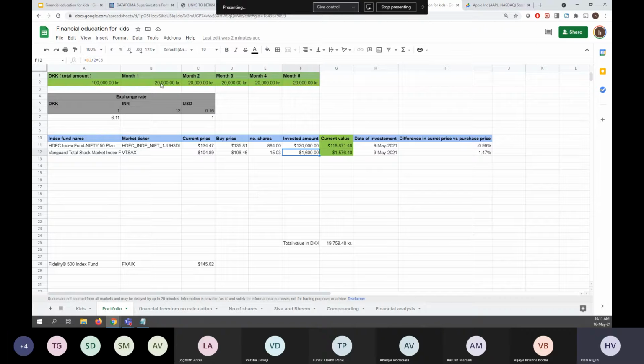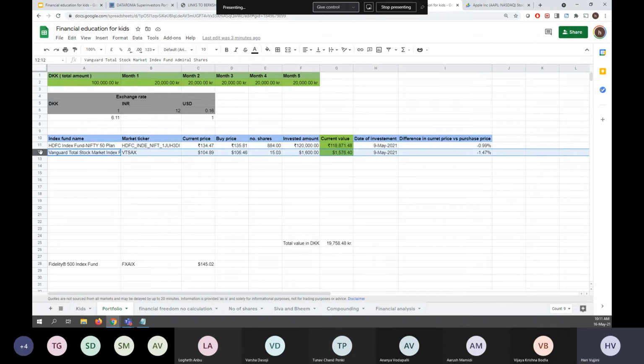So when I converted 10,000 to USD, because it's 0.16, I got $1,600. So I took the $1,600 and bought shares of VTSAX, and I got 15 shares. And the price I paid was $106. So the total amount that we invested is 20,000 DKK. It's showing in different currencies. This is in Indian rupees. This is in US dollars. Because of the funds we invested in, one is in India, one is in US.